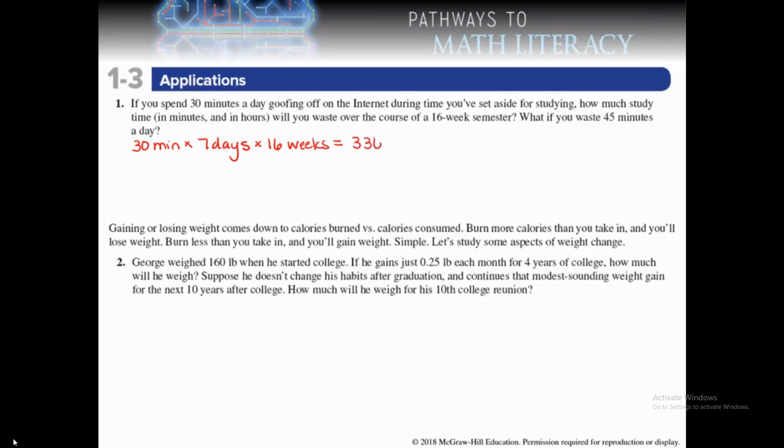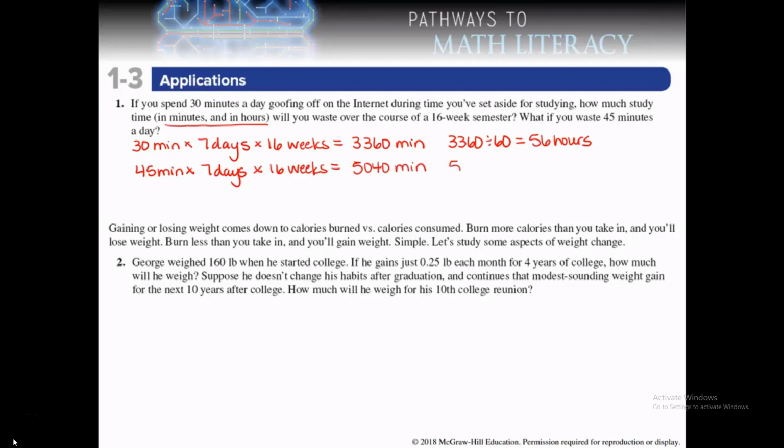Now they asked for the answer in both minutes and hours, so I can divide that by 60 to get 56 hours. Then they want us to do that again for 45 minutes. So same idea. 45 minutes times 7 days tells us how many minutes we waste in a week, and then I need to multiply that by 16 weeks. That'll give me 5,040 minutes over the course of those 16 weeks. And then to convert that to hours, 5,040 divided by 60 comes out to 84 hours.